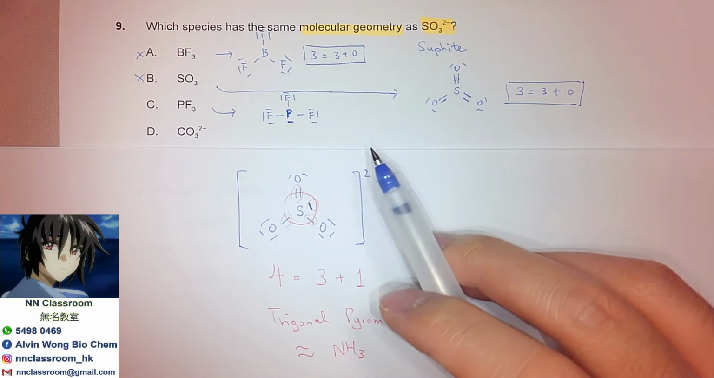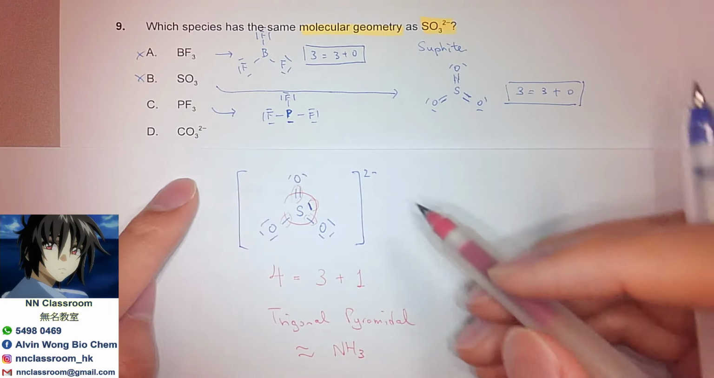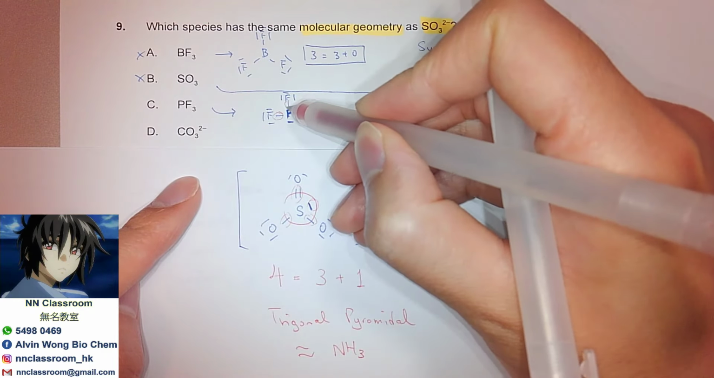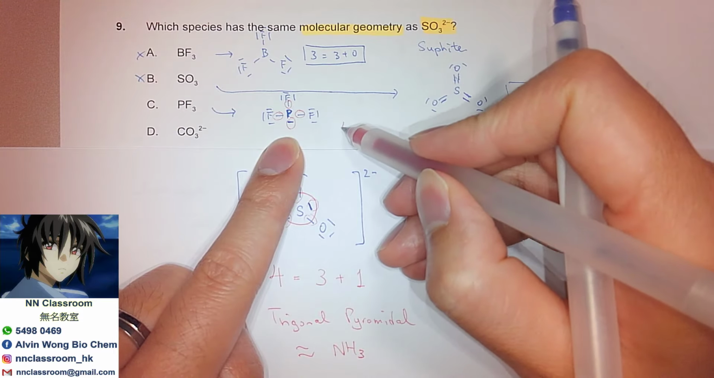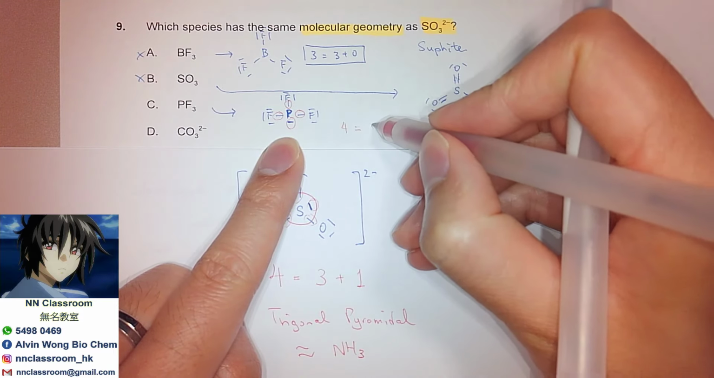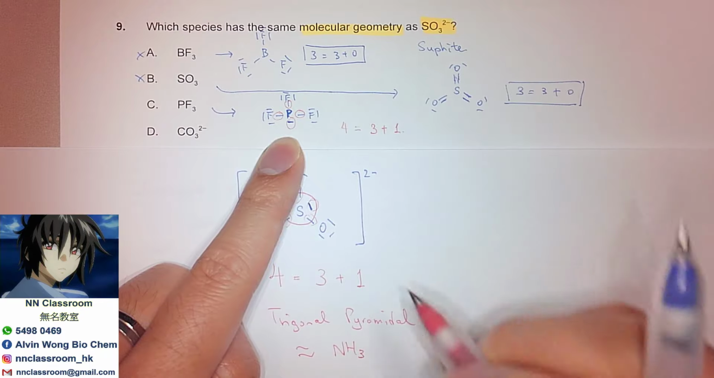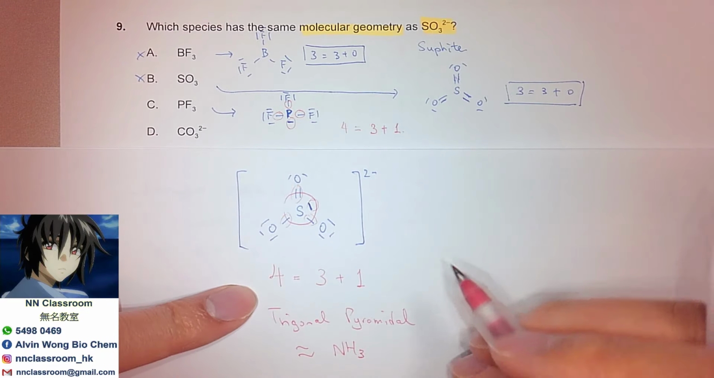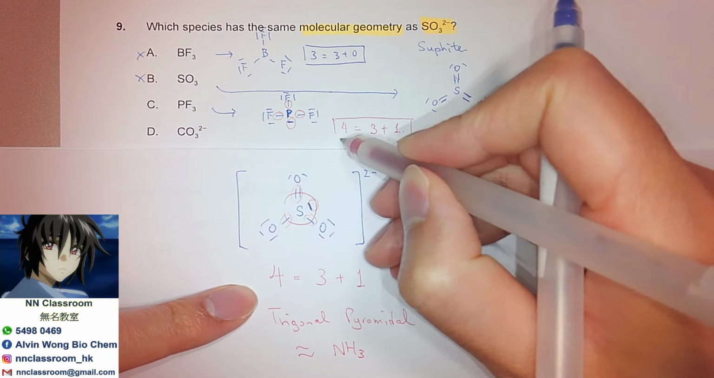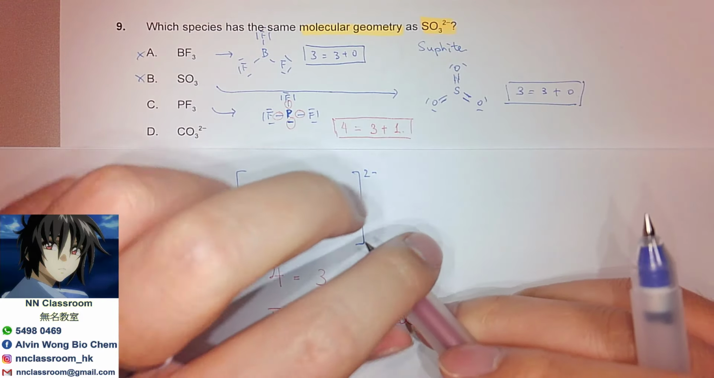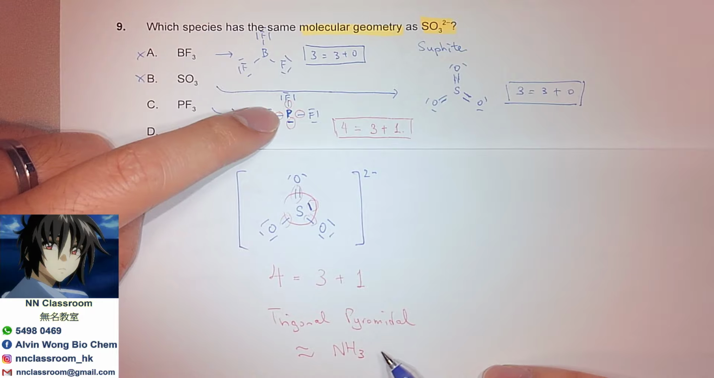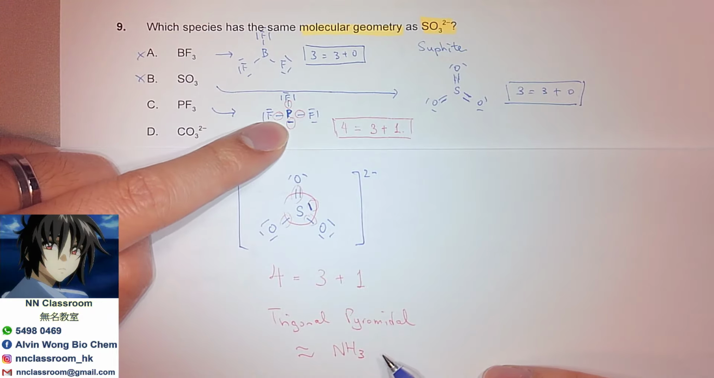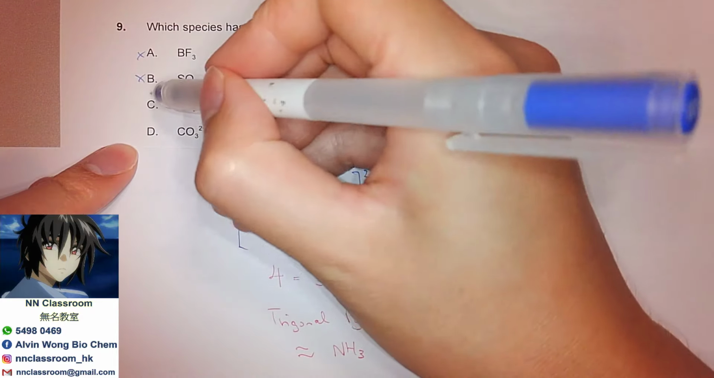So that means within the central element, phosphorus, we have 1, 2, 3, 4 domains this time. The 4 domains are equivalent to 3 of them being bonds, plus 1 of them being a lone pair. Exactly like our spell this time, 4 equals 3 plus 1. It works exactly like ammonia, with the central nitrogen having 3 bonds with 1 lone pair, right? So that's why obviously the answer should be C.